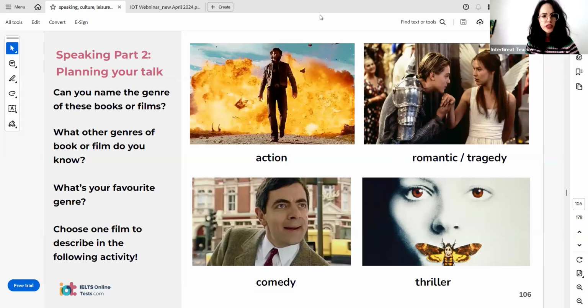Do you know any genres of movies which are not mentioned here? Horror movie, yeah. Sci-fi, okay. History, sci-fi, okay. Rom-com, romantic comedy, yeah. Drama, okay. Fantasy, yes.